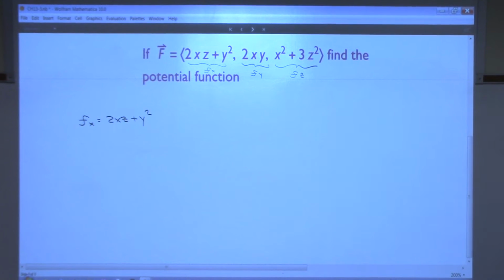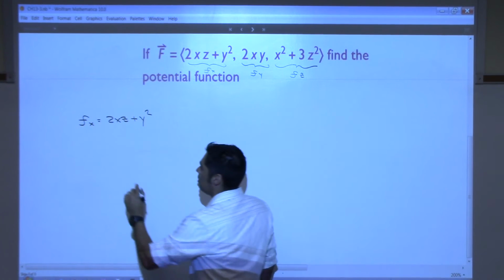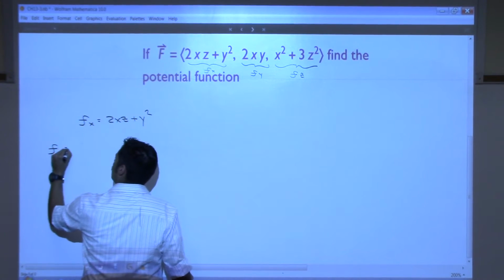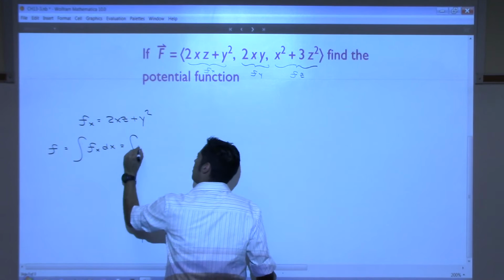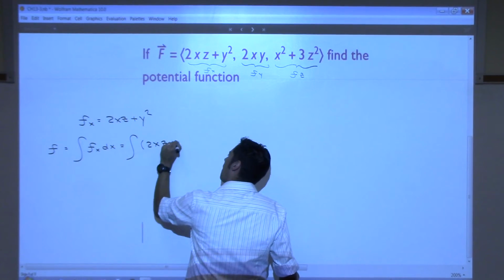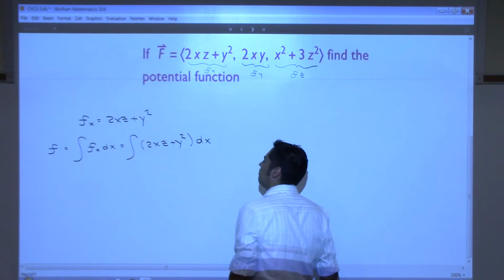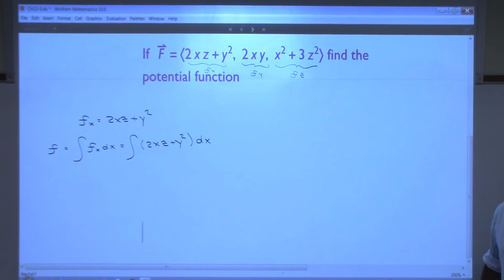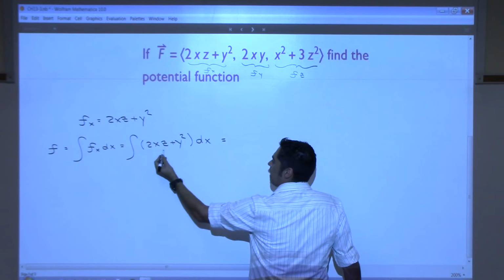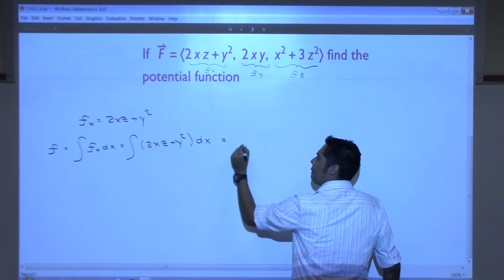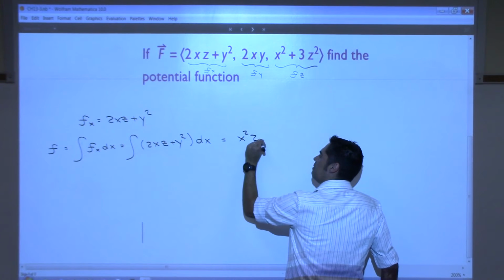Then what? What did we do last time? To find little f from that, we integrated with respect to x. So little f should be the antiderivative of this with respect to x. So we're going to start building little f up here. What is the antiderivative of 2xz with respect to x? X squared z. Everyone okay with that?